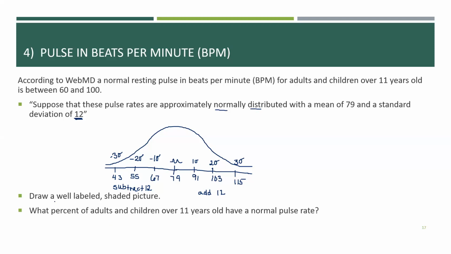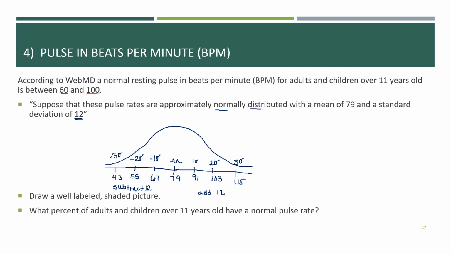So I'm getting there. My bullet point was draw a well-labeled picture, so I have it well labeled. And then it says to shade the picture, so I'm going to switch pen colors. For shading the picture, I'm wanting to add details that would help me answer this question. It told me that the normal pulse is between 60 and 100, so I want to estimate where those would be on the normal curve.